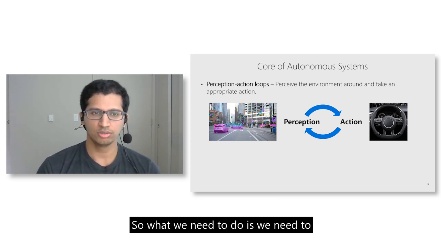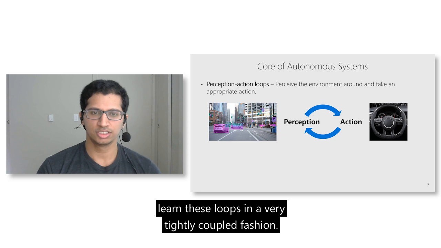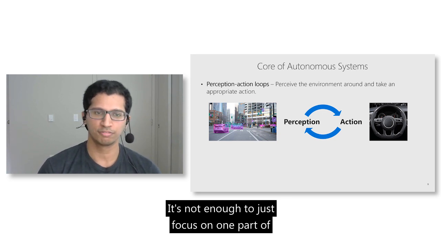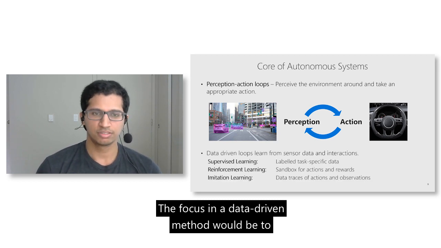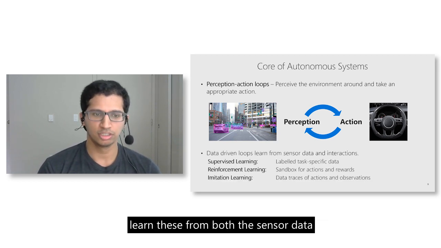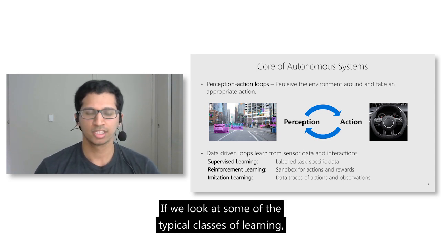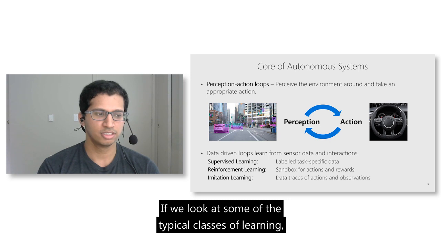So what we need to do is learn these loops in a very tightly coupled fashion. It's not enough to just focus on one part of the task and then let the other happen by itself. So the focus in a data-driven method would be to learn these from both the sensor data as well as the corresponding interactions.